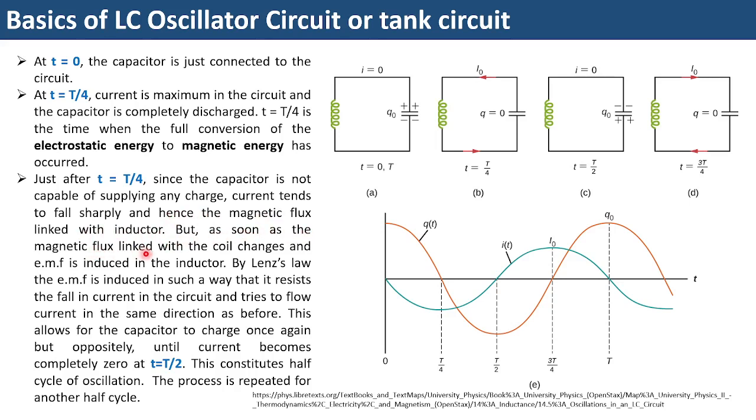But as soon as the magnetic flux linked with the coil changes, an EMF is induced in the circuit or in the inductor. So by Lenz's law, the EMF is induced in such a way that it resists the fall of current in the circuit and tries to flow the current in the same direction as before. Suppose the current was initially flowing in the anti-clockwise direction. I am sorry, the current was initially flowing in the anti-clockwise direction, and now when the capacitor charges are completely drained, the current will continue to flow in the anti-clockwise direction under the effect of this back EMF.